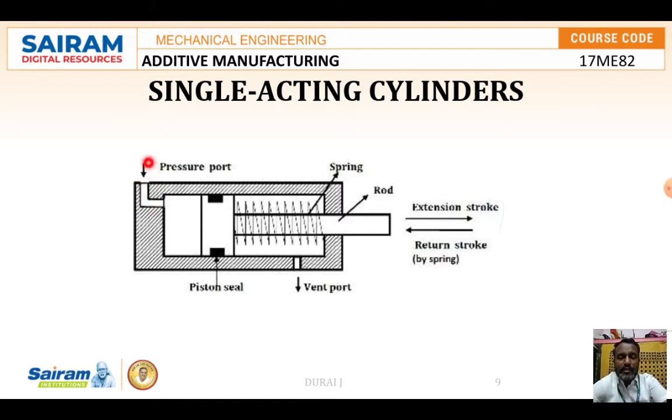Once the fluid enters here and the pressure reaches the setting pressure, which is fixed by the spring, it pushes the rod towards the right side. Once the rod is pushed towards the right side to the maximum end, normally we can change the direction control valve.